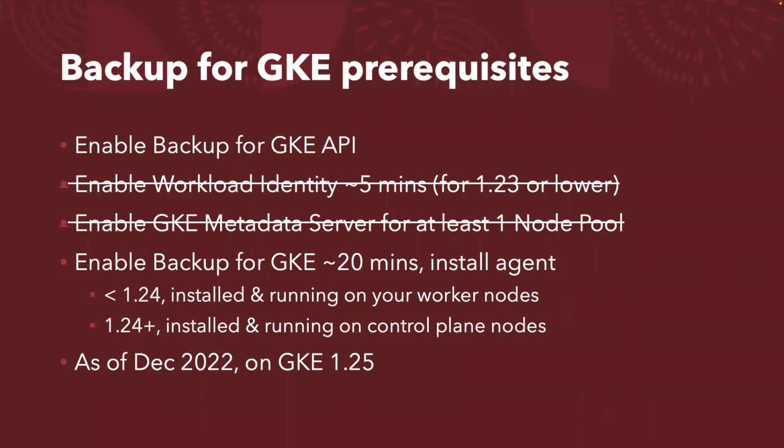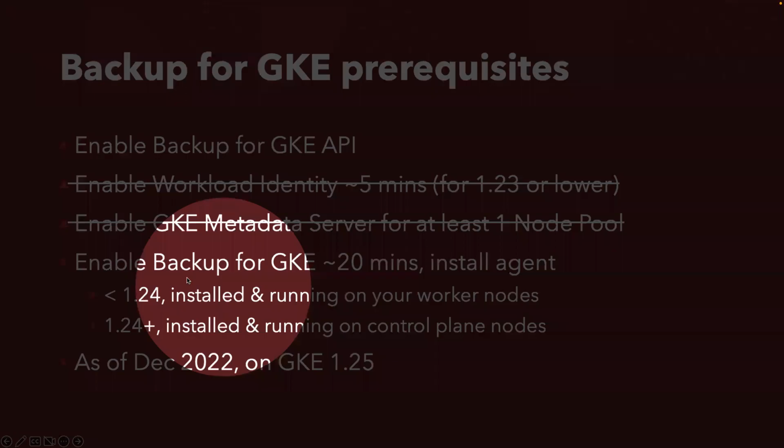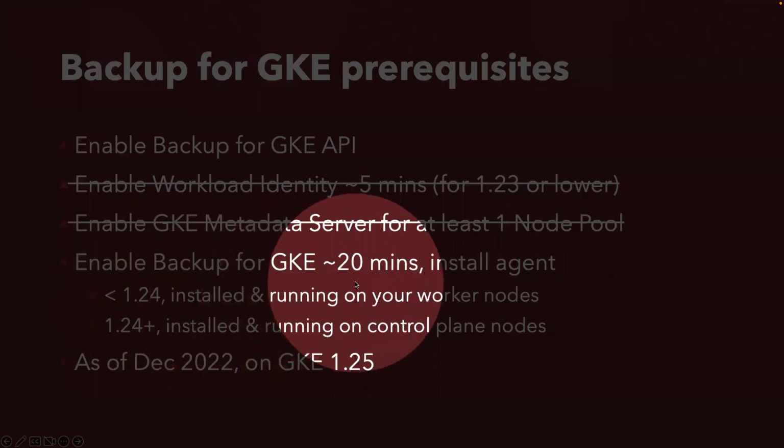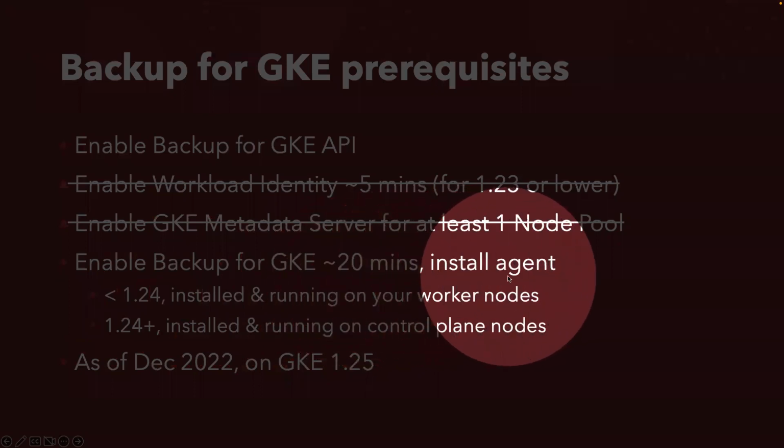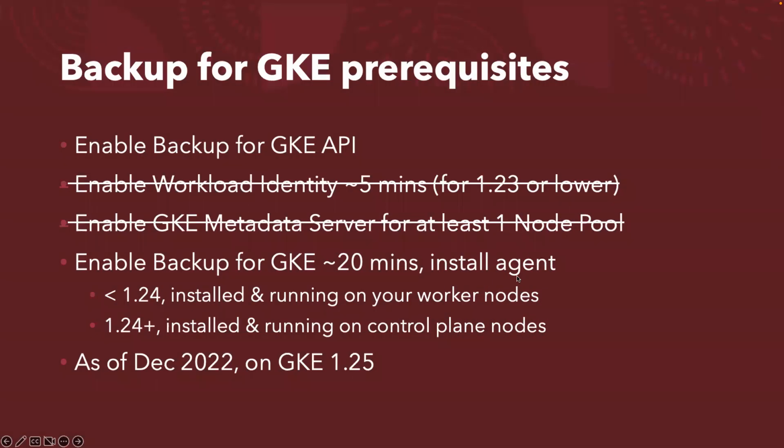And then once you enable the Backup for GKE API, you can enable Backup for GKE. This step does take about 20 minutes, because it includes the task of installing the Backup for GKE agent. It depends on the version. If you're running a version prior to 1.24, the Backup for GKE agent will be installed and running on your worker nodes. If you're running 1.24 or a newer version, it will be installed and running on the control plane nodes.